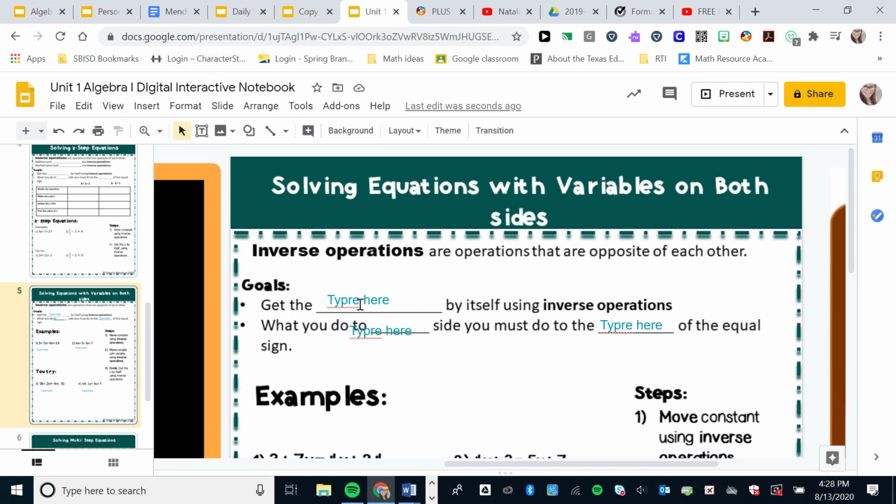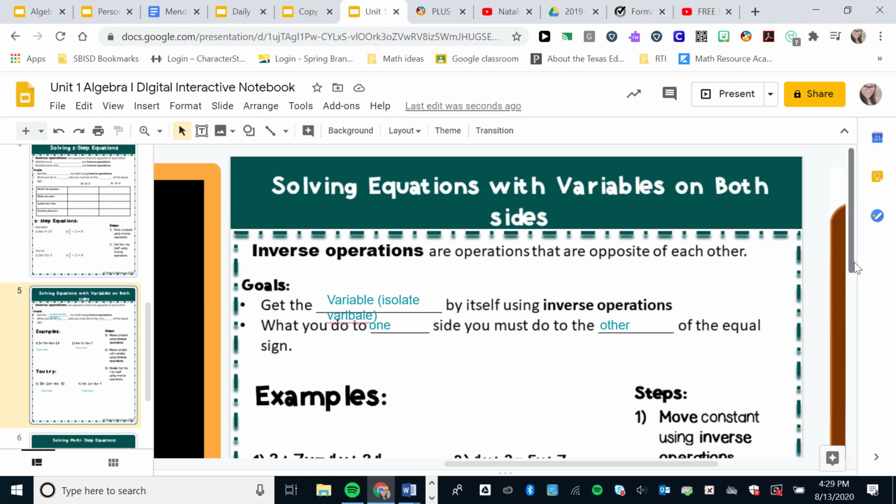All right, so the first thing we need to review and remember is that we're going to be using inverse operations. Inverse operations are operations that are opposite of each other. Remember, the goal is to get the variable by itself, or to isolate the variable. So we talked about this with the two-step equation. The other thing that you need to remember is whatever you do to one side, you must do to the other side, so that we're talking about the sides of the equal sign. So what you do to one side of the equal sign, you have to do to the other side of the equal sign. So you subtract on one side, you have to subtract on the other side.